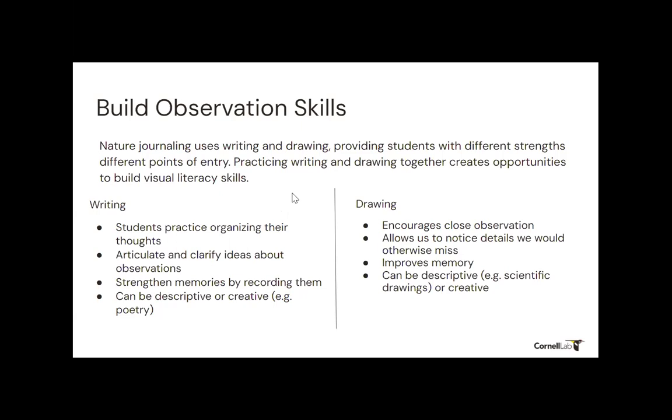So, some of the benefits from nature journaling we see when it comes to writing is we're helping students practice organizing their thoughts because they're trying to articulate what they're observing in the natural world and really clarify those ideas to write them down. It also really does a great job of helping us strengthen our memories by having us put them into words. And we can use writing in both descriptive and creative ways when it comes to nature journaling. So you could try writing down scientific observations, but you can also write poetry about the things that you see. So it taps into both of those aspects of our curiosity.